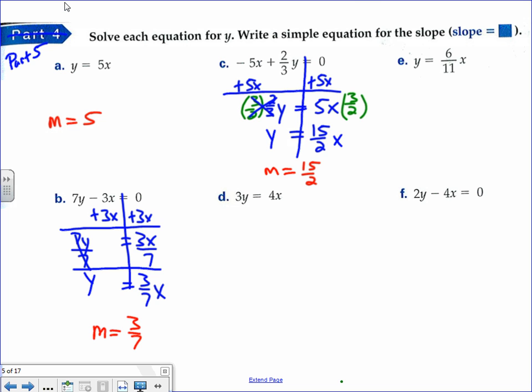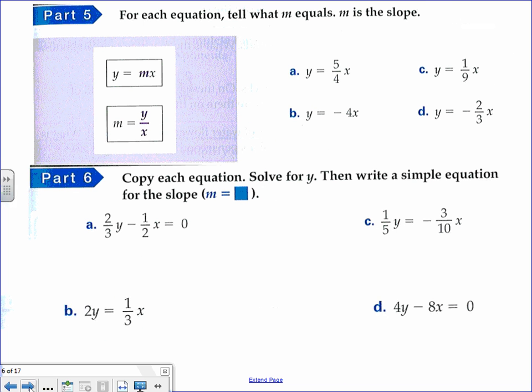There's a little more to part 5 here, so we'll look at these as well. Again, we're still reviewing for part 5 of your test. Up here for A, these ones, you're just identifying the slope. So for A, it's just m equals 5/4. For B, it would be m equals -4. C and D, go ahead and finish those on your own as well.